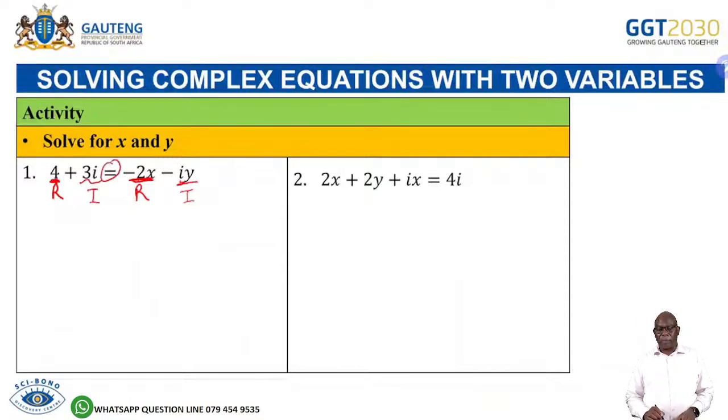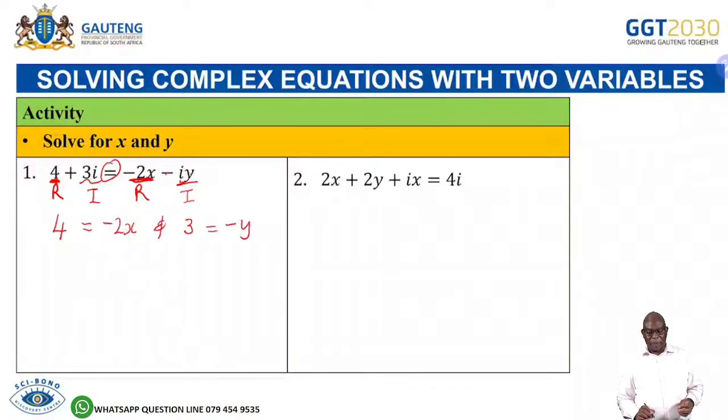So anything that is real will be equated. Here's my equal sign. So I'm going to say 4, no real part here, equals negative 2x. And the imaginary part this side is 3, and the imaginary part that side is negative y. Can you see? That's negative y. Please ignore the i.